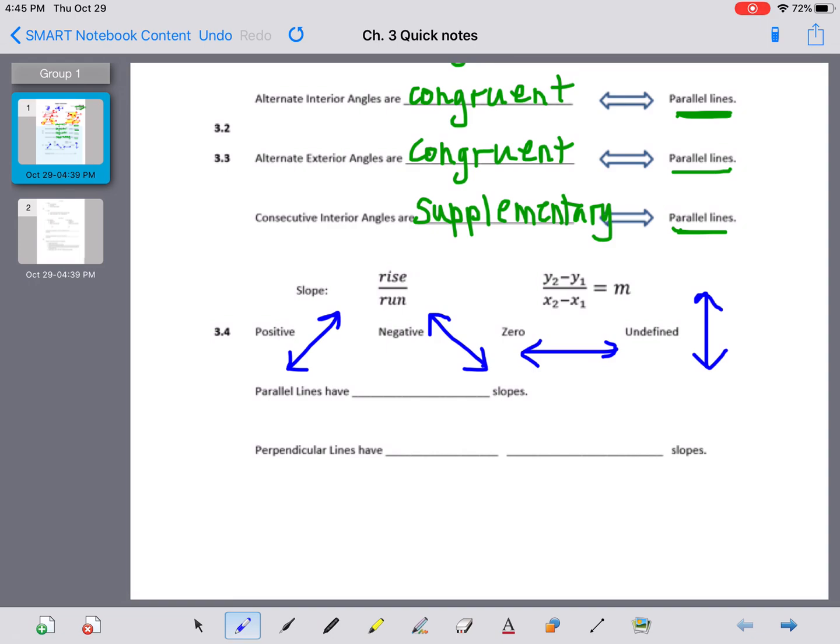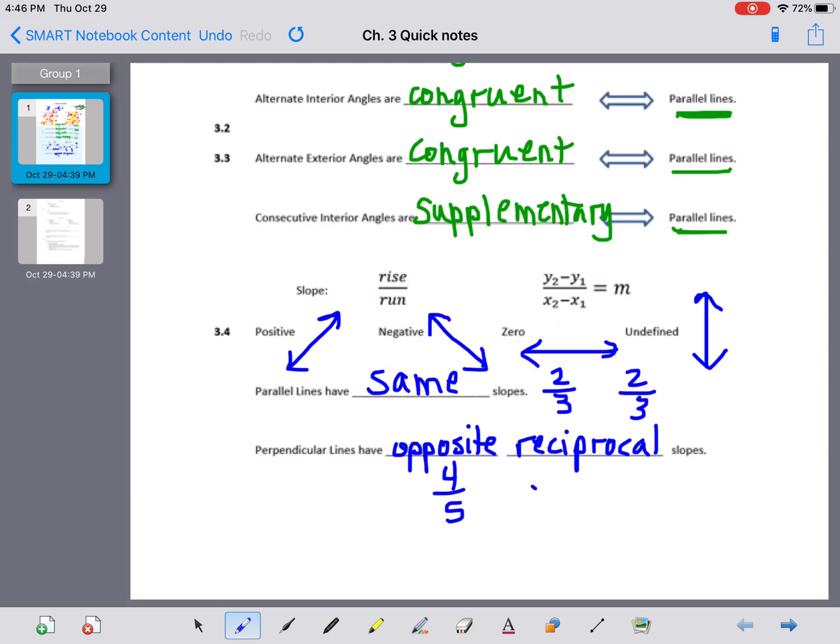That should be algebra review. I did bring up, and we went over this, and we do need it for some of our problems. Parallel lines have same slopes, right? So if one's 2/3, the other one's 2/3. And perpendicular lines have opposite reciprocal slopes. So if one is 4/5, the other one is -5/4, right? They flip and they go opposite the sign, okay? That was important for what we did in 3.6.